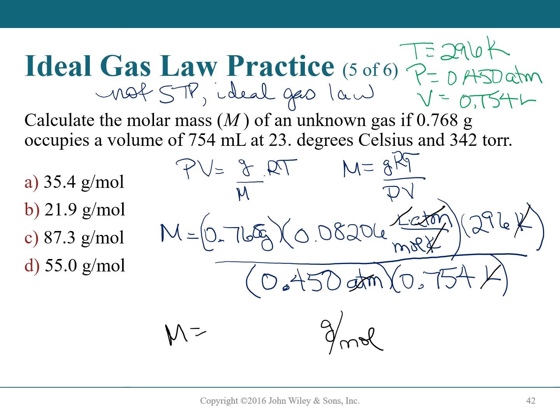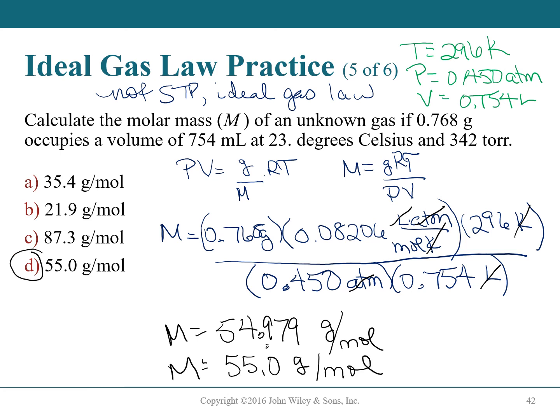And let's see, 0.768 times 0.08206 times 296 divided by 0.45 divided by 0.754, and I get 54.979 grams per mole. We want 3 significant figures, so that's going to be equal to 55.0 grams per mole. So basically, that's going to be our molar mass.